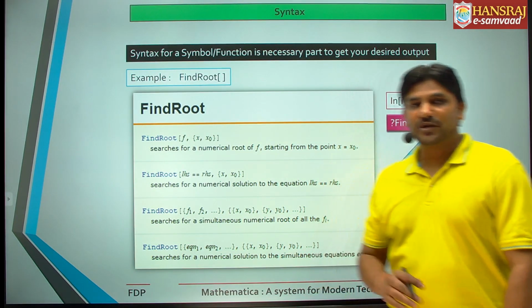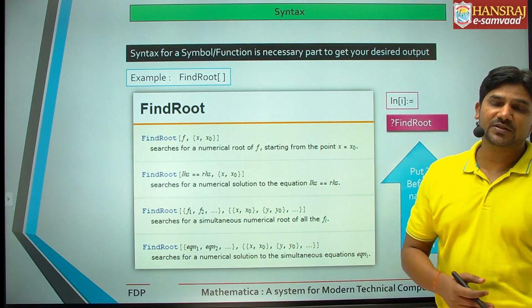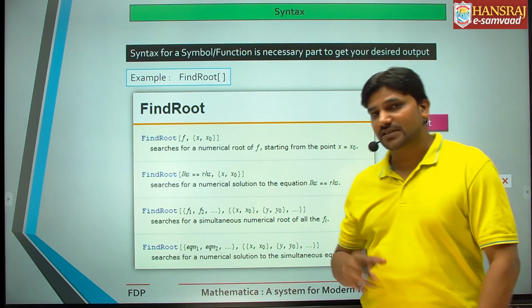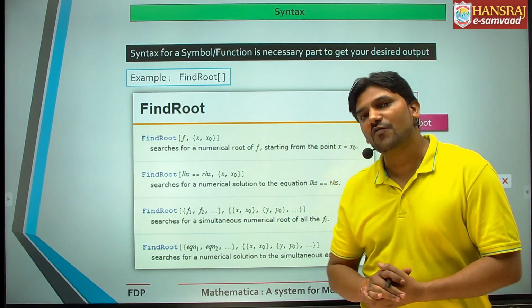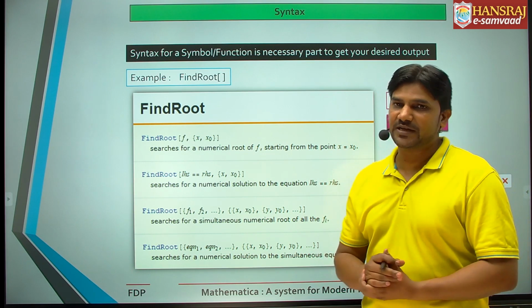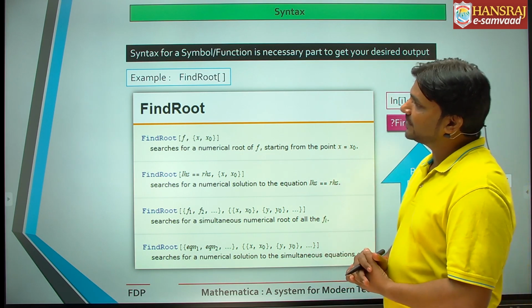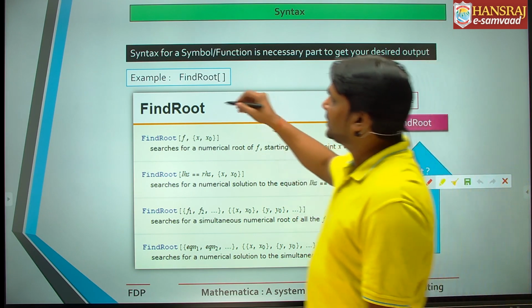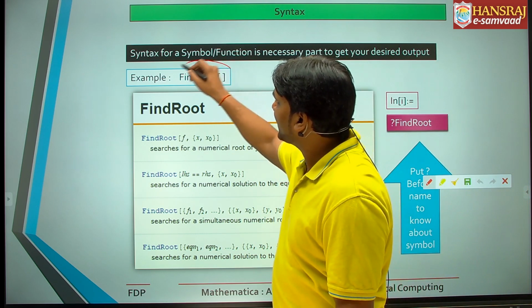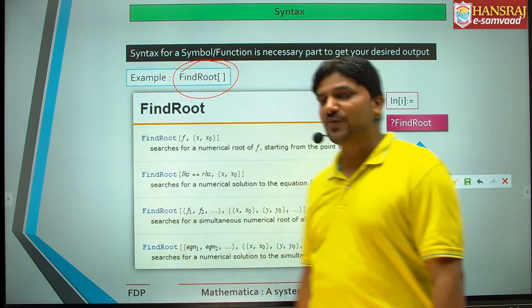The most important part to understand any function is syntax. Syntax is basically the format, how we are using any function in Mathematica. I am taking one example here to make it clear to you. Let's say the example is FindRoot. So FindRoot is a function.